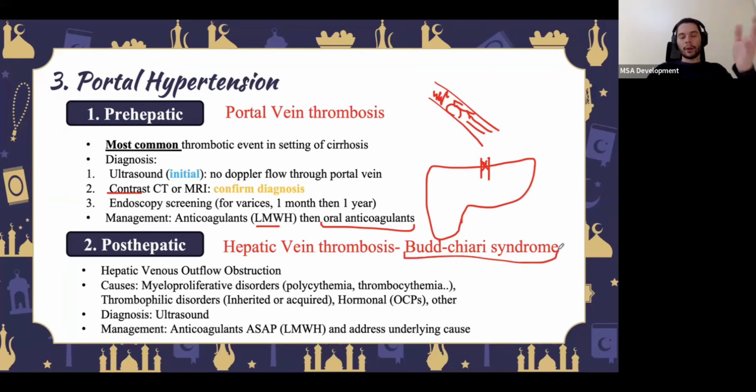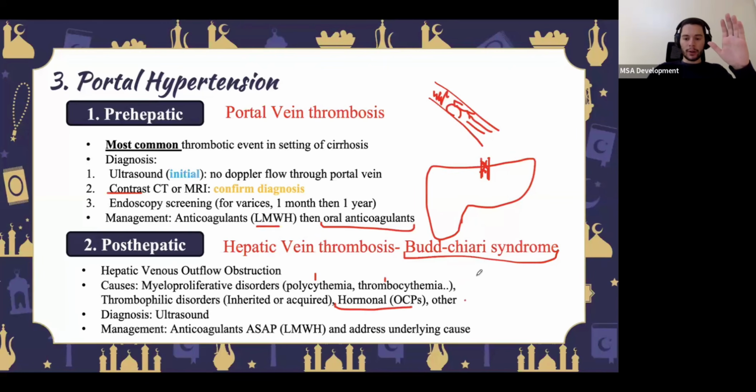What are the causes of Budd-Chiari syndrome? There are multiple things you have to think about. Myeloproliferative disorders is one, but if you remember from heme, you have either polycythemia, which is increased RBC volume, or increased hemoglobin to be exact, and this could lead to viscous blood. And viscous blood means, again, blood would start congesting over here, and it's going to be difficult to drain your liver. Another thing is thrombocythemia, which is increased platelet count, and so the more platelets means more clotting and thrombosis. Other causes such as thrombophilic disorders, hormonal intake such as oral contraceptives, and others.